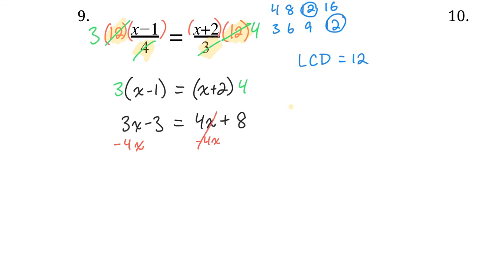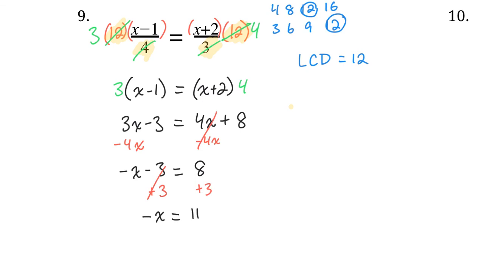So then we're going to be left with negative x minus 3 equals 8. And we want to get our term with the x alone, so we need to get rid of this minus 3. So that means we need to add 3 to both sides of the equation. And when we add 3 to both sides of the equation, we're left with negative x equals 11.